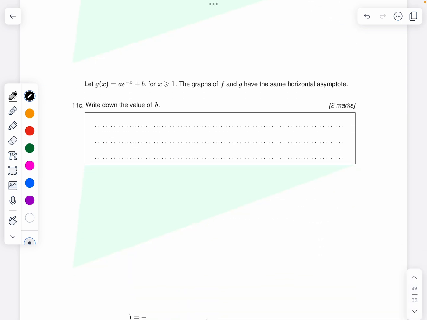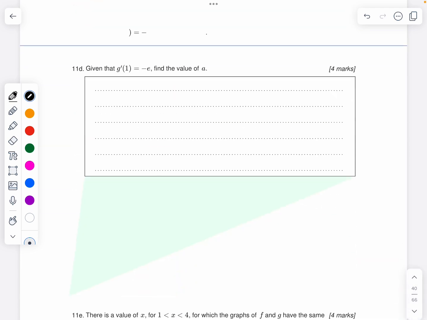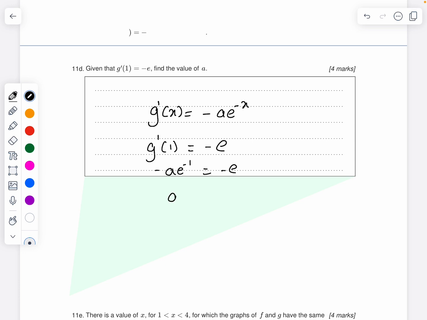Given that g of x equals a e power minus x plus b, the graphs of f and g have the same horizontal asymptote. Find the value of b. So y equals 2 is the horizontal asymptote. So therefore b equals 2. Given that g prime 1 equals minus e, find the value of a. So what is g prime x? g prime x equals minus a e power minus x. So g prime 1 will be negative a e power minus 1 equals negative e, minus a upon e equals negative e, a equals e square.